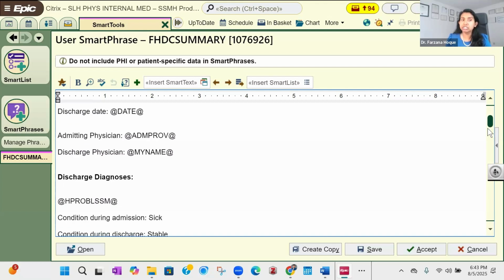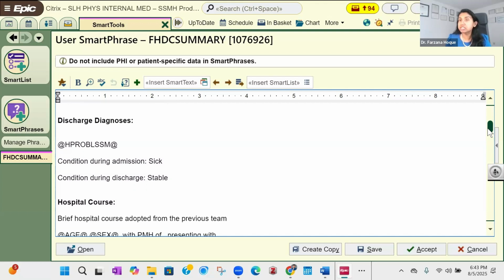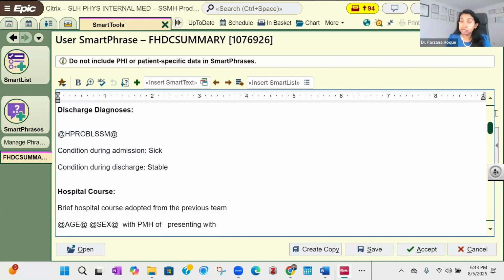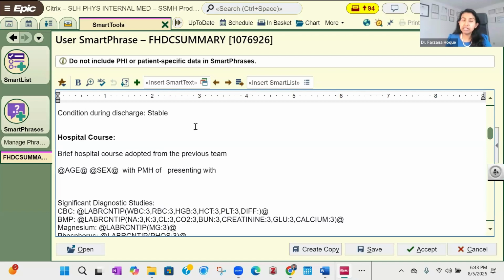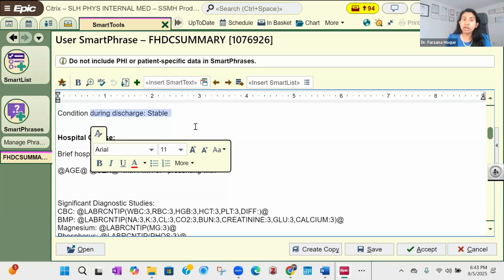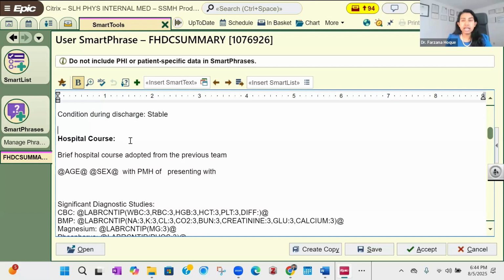Let's move ahead. Now, the discharge diagnosis. You need to mention what the discharge diagnoses are. And then condition. How was the patient's condition during admission? How was the patient's condition during discharge? Is it stable? See what happened.